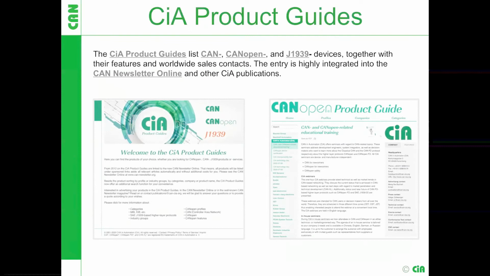Here are our CIA product guides. The product guides list the CAN and CAN FD, CANopen, also CANopen FD, and J1939 devices, together with their features and worldwide sales contact. The entry is highly integrated into the CAN Newsletter Online and other CIA publications with our cross-media concept.